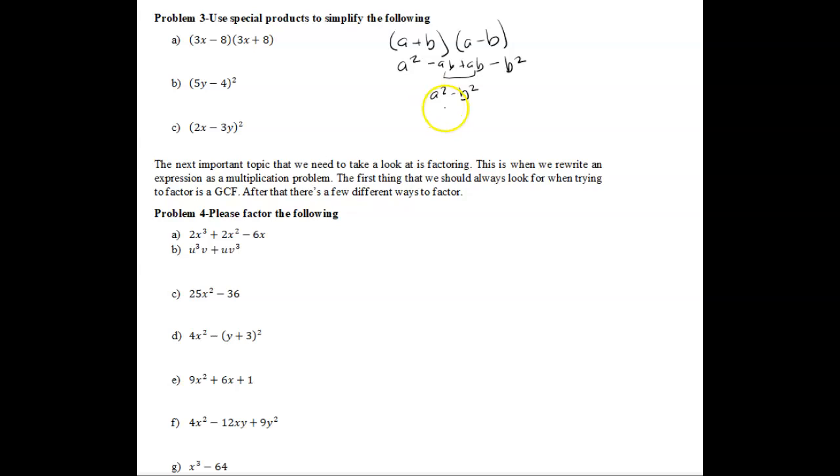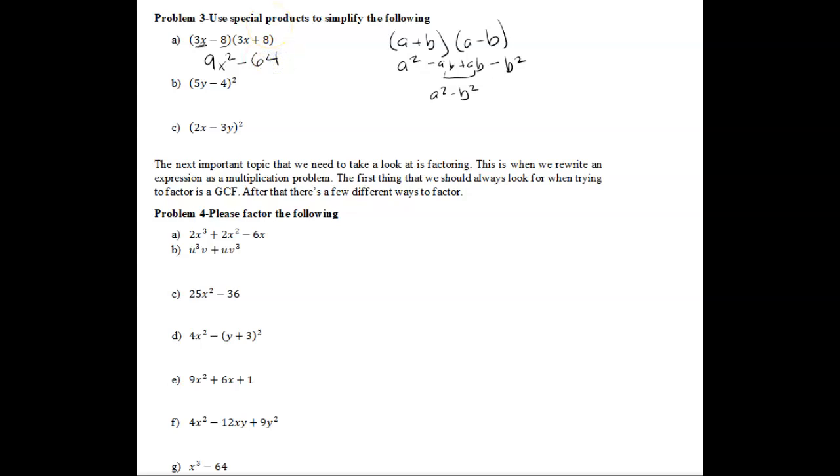So what's going to happen is I'm going to take my a term, which is 3x this time, and square it. So I'm going to get 9x squared. And then I'm going to have minus b squared, so 8 squared should be 64.